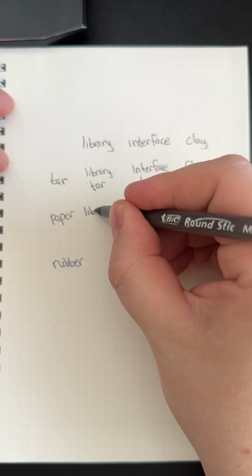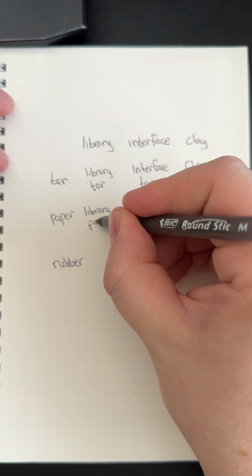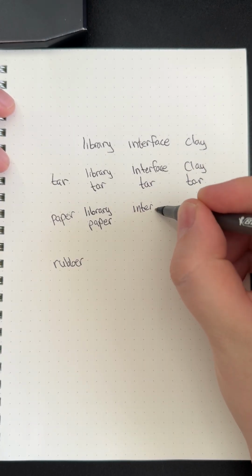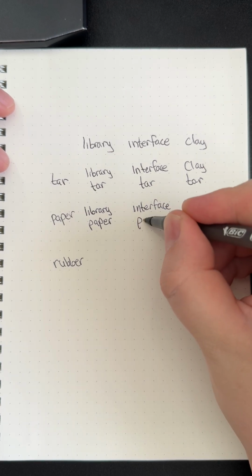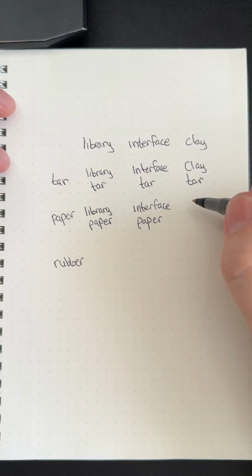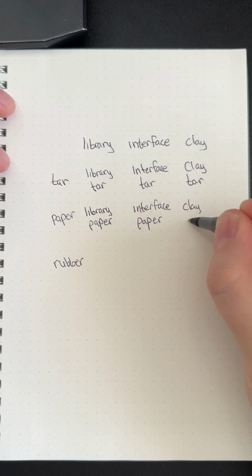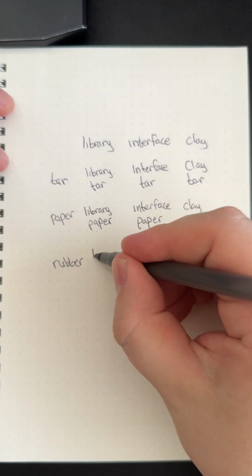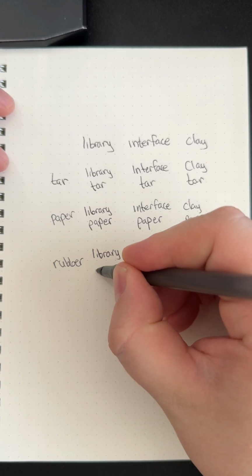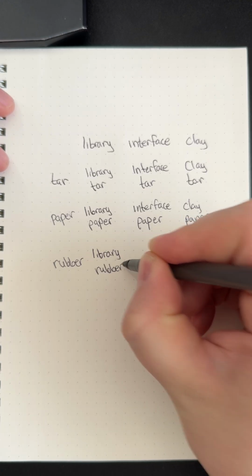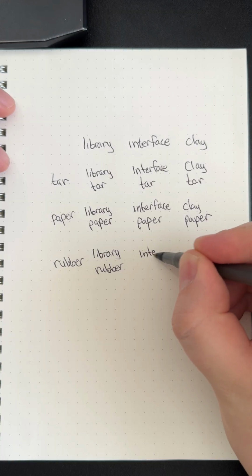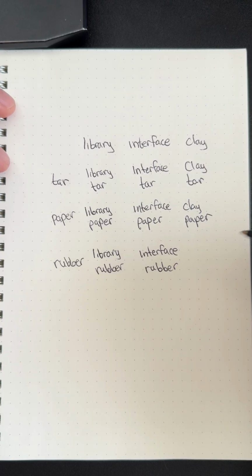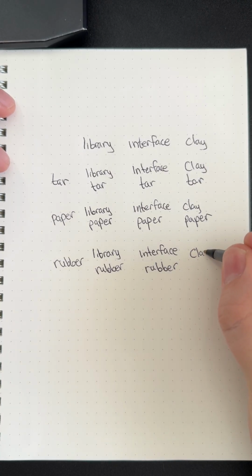library paper. It's interesting. Interface paper, clay paper. Okay, we have library rubber, interface rubber, clay rubber.